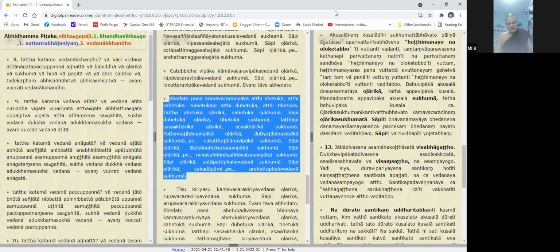Because Tihetuka is also classified into Sasankharika and Asankharika. So if Tihetuka is Sasankharika, it is Olarika. If it is Asankharika, it is Sukkuma. So Panamajana Vibhaṅga is Olarika.